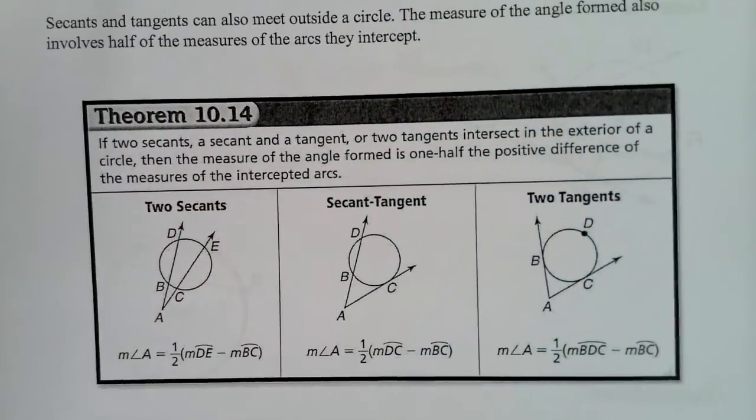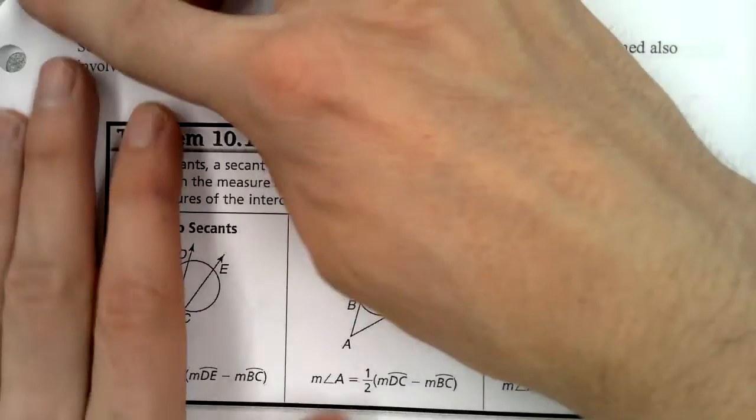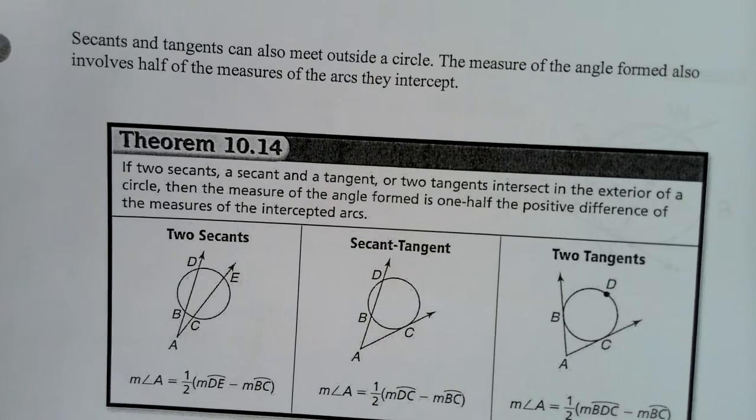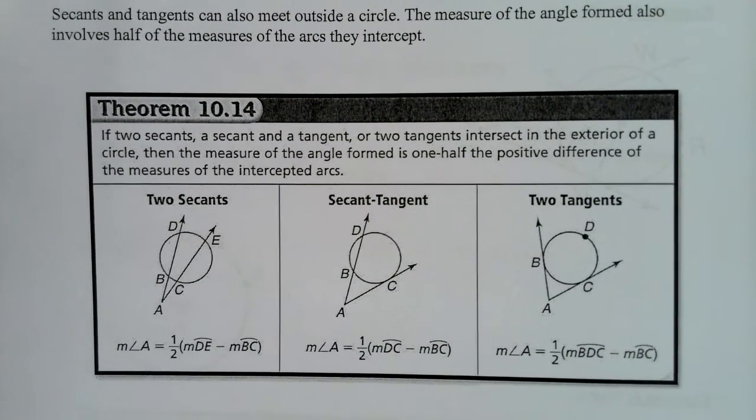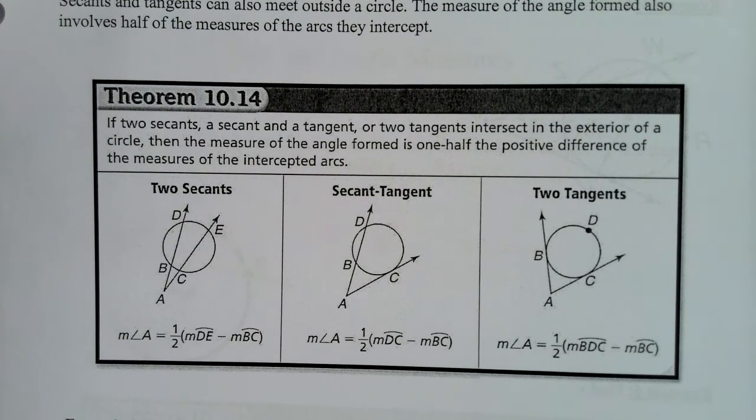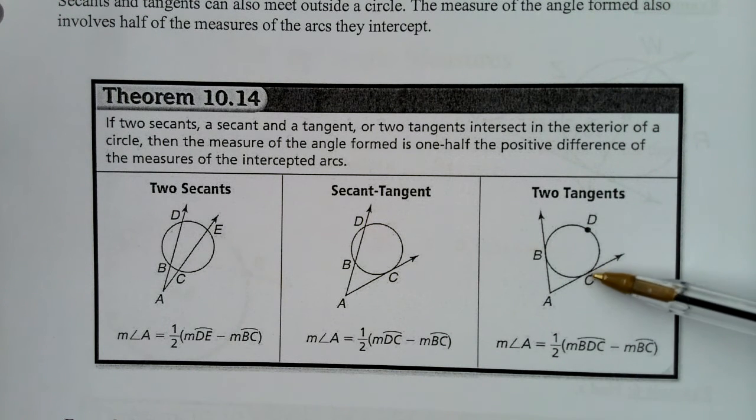Moving on. Secants and tangents can also meet outside a circle. The measure of the angle formed also involves half of the measures of the arcs they intersect. So here we go. This theorem, it's a little wordy. Let's go through it. If two secants, which is the first diagram, a secant and a tangent, which is the middle diagram, or two tangents, which is the third diagram, intersect in the exterior of a circle, meaning outside the circle, then the measure of the angle formed is 1/2 the positive difference of the measures of the intercepted arcs.